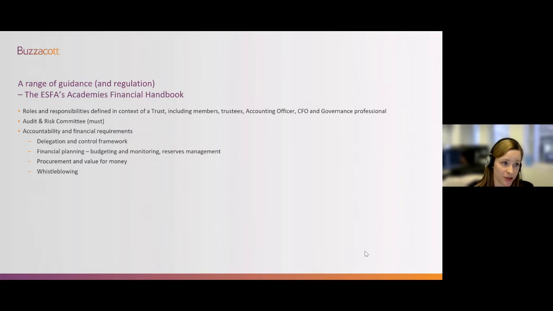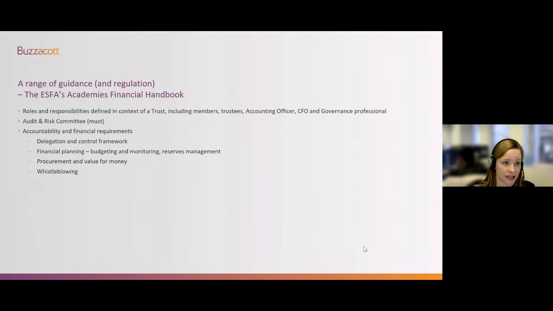So last year's Academy Trust Handbook set out that a governance professional must be appointed. And this helps to ensure that there's transparency around the governance arrangements of a trust. And as an Academy Trust, you should be putting details of your governance arrangements on your website and making that really clear to the outside world.